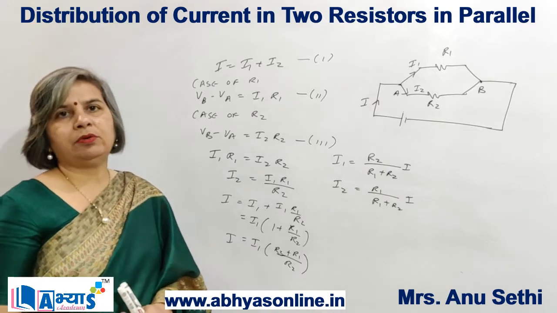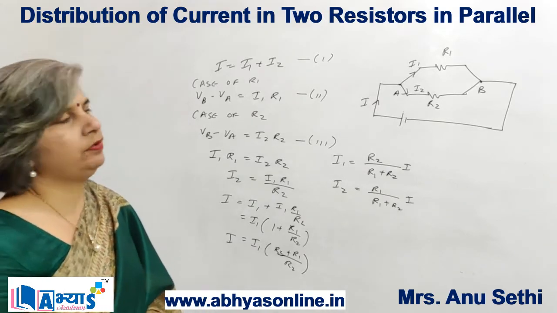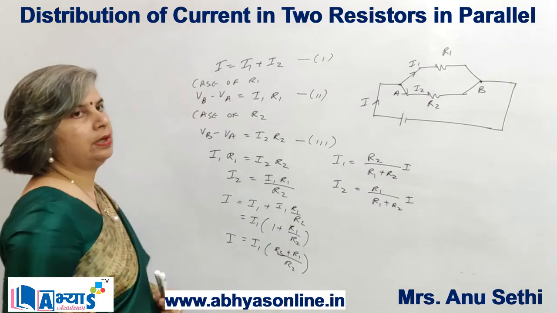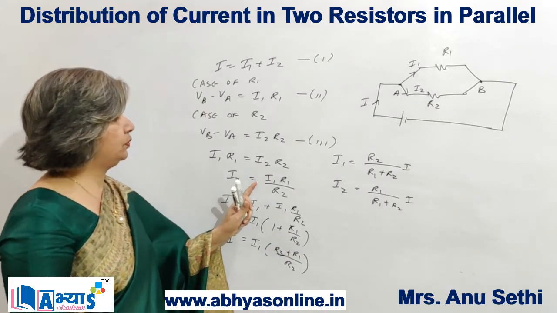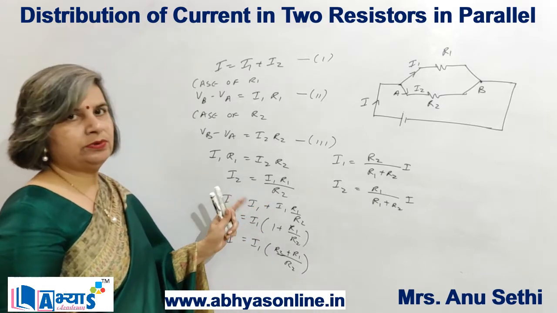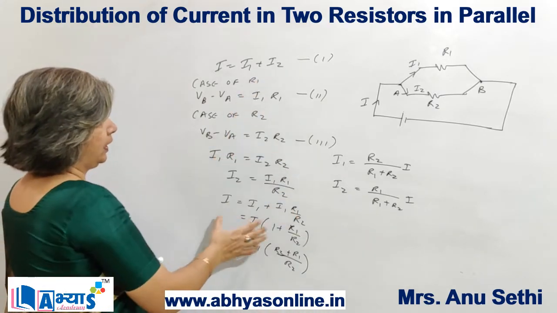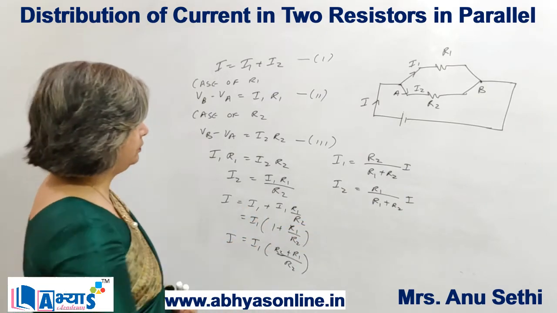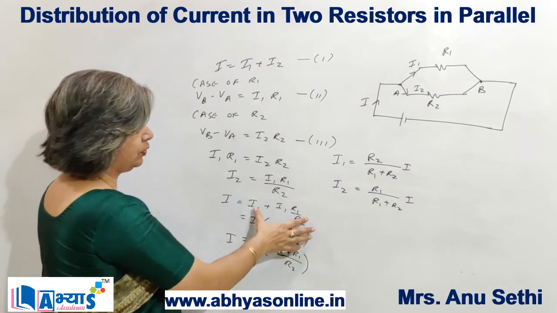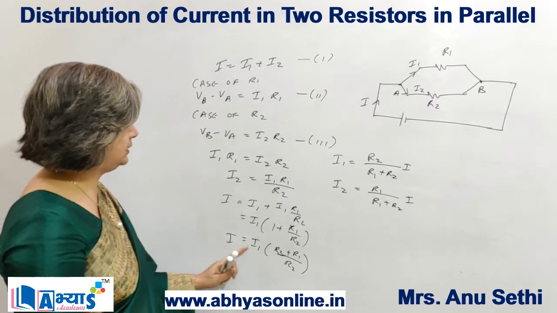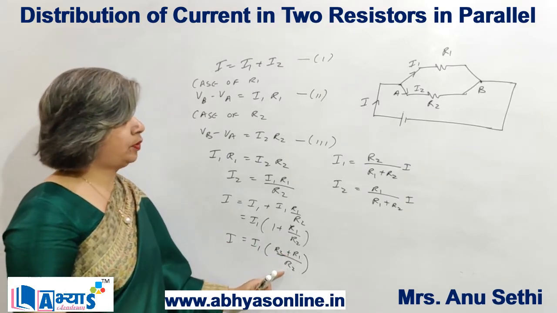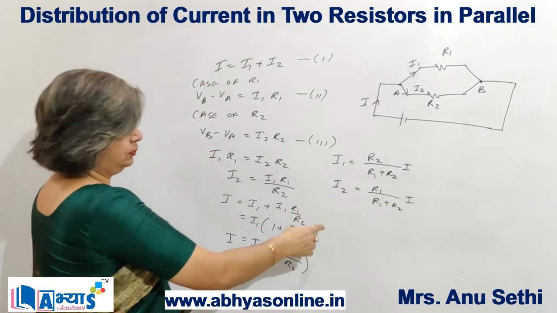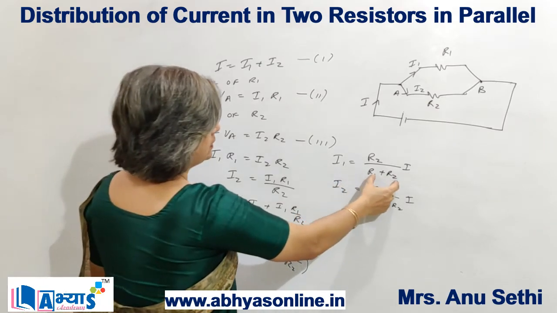But in a parallel combination, we know that the potential drop will be the same for R1 and R2. So we can say that I1 R1 is equal to I2 R2, so we have the relation I2 is equal to I1 R1 upon R2. Substituting the value of I2 in equation 1, I got I is equal to I1 plus I1 R1 upon R2. On simplifying this, I get I is equal to I1 times R2 plus R1 upon R2. So I1 is equal to, cross multiplying, I into R2 upon R1 plus R2.